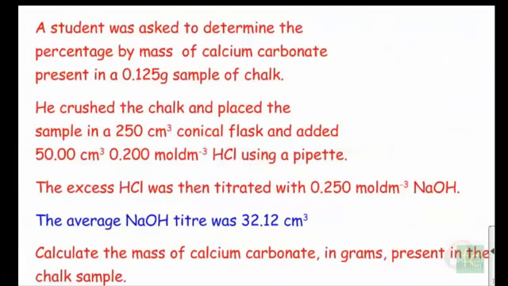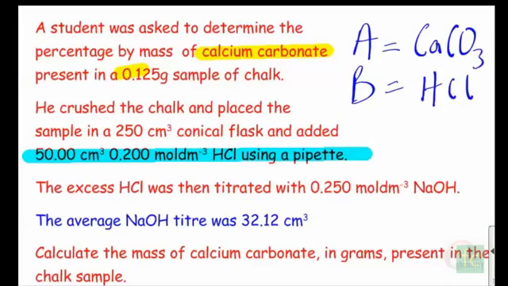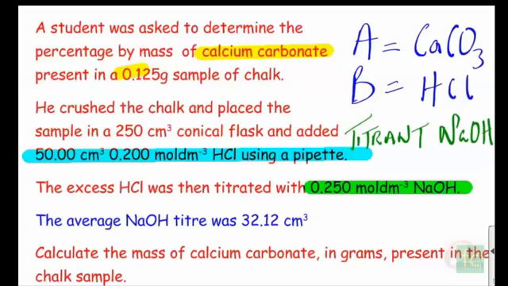Right, pause again and review this question. So here we work out the percentage of calcium carbonate in a sample of chalk. So this time A is going to be calcium carbonate. We have the mass there, 0.125 grams. And we're using hydrochloric acid again as B. And the titrant is sodium hydroxide once again. So pause, take down the key figures that you need.